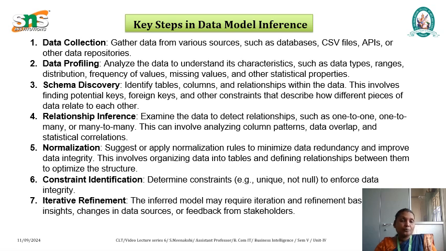This involves finding primary keys, foreign keys, and other constraints that describe how different pieces of data relate to each other. Then it is helpful for examining the data to detect relationships such as one-to-one, one-to-many, or many-to-many. This can involve analyzing column patterns, data overlap, and statistical correlations.